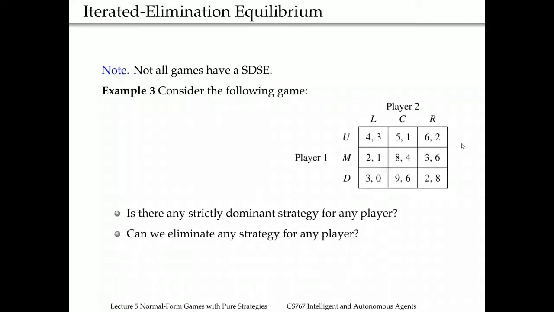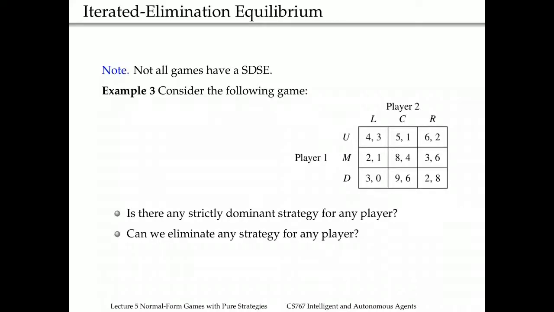For player 1, for example, if player 2 plays L, then U is the best choice. But if player 2 chooses C, then D is the best choice. Right? And for R, U again is the best choice. So now you can see that no strategy of player 1 is dominating the other strategies, and similarly for player 2 as well. So in this case, if you use SDSE, you would not get any answer.